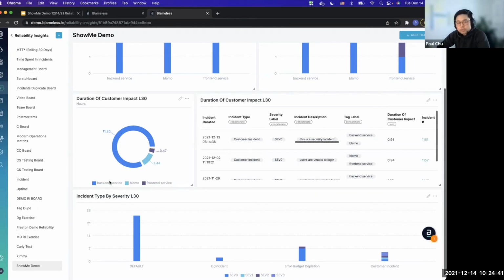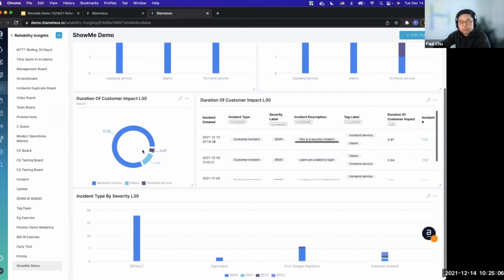You could essentially use this as a way of calculating your uptime SLA for your customers as well. This is a good segue into our SLO product, which we won't go into today, but if you are curious, feel free to check out our website, and we have some more information there that we'd be happy to provide too.